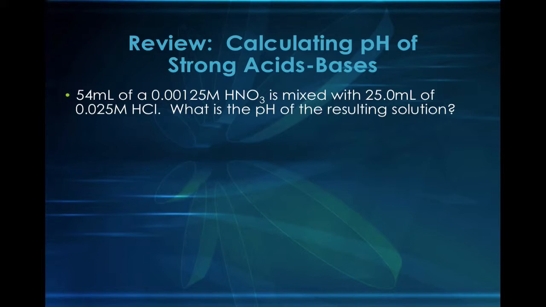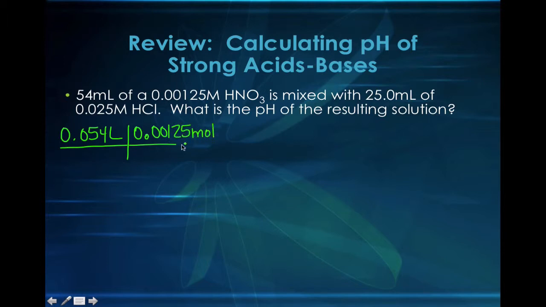So what I'm going to have to do is figure out how many moles of H plus come from this solution, how many moles of H plus come from the second acid, add them up and calculate my new molarity of H plus, because they're going to join together and it's going to affect the pH. So I'm going to start by calculating the number of moles from the first solution. I'm starting with 0.054 liters. I changed that to liters. And then I just multiply it by the molarity because it's moles per liter.